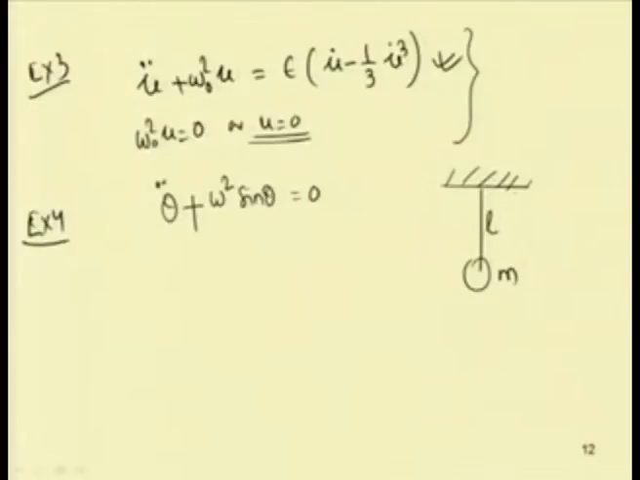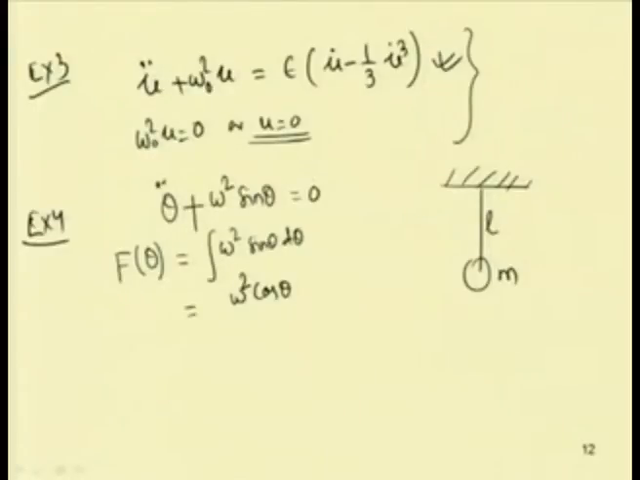If one does this qualitative analysis, here one can find f theta, that is the potential function, equal to the integration of f u du. That means integration of omega square sin theta d theta. That can be written in this form: omega square cos theta. So, the equation can be written by integrating this equation.